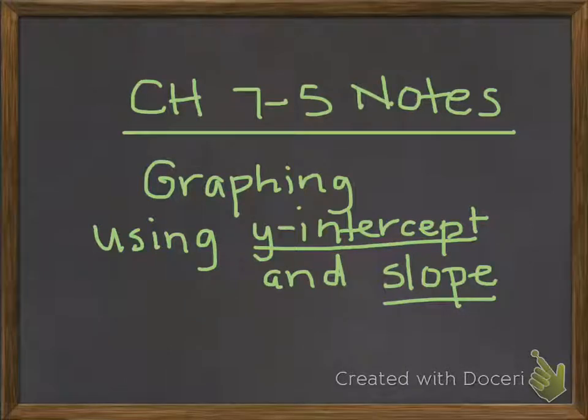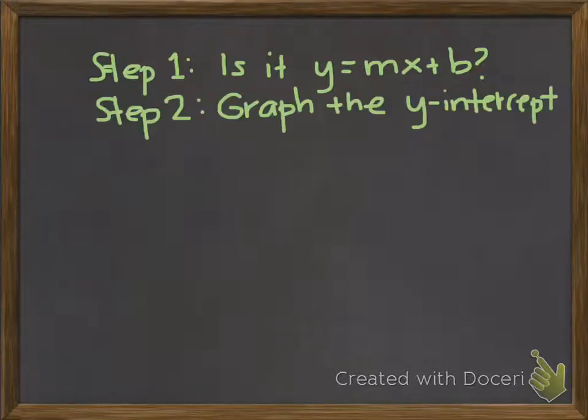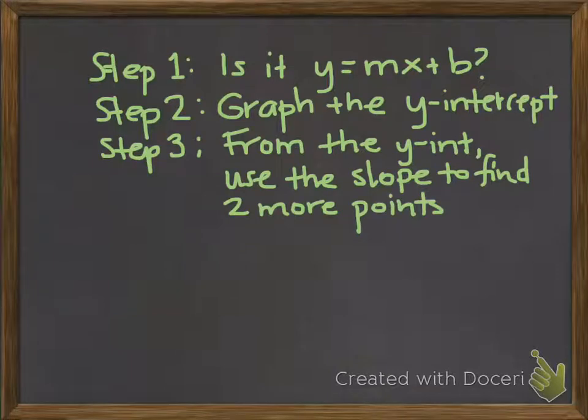Chapter 7-5 Notes, Graphing using y-intercept and slope. Step 1. Is it y equals mx plus b? In other words, is it y equals? Step 2. You need to graph the y-intercept first. Step 3. From the y-intercept that you graph, use the slope to find 2 more points.